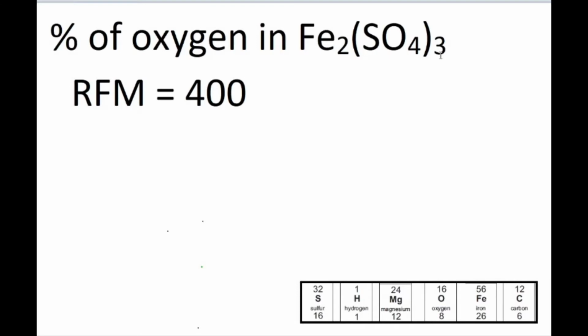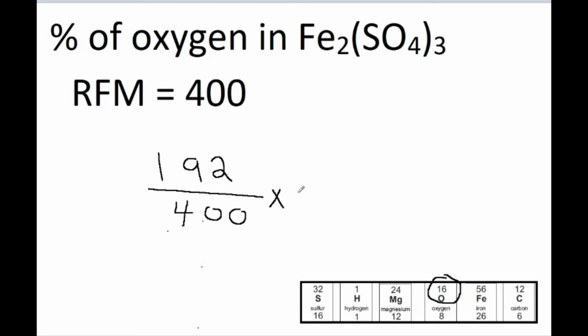Now, because we've got 12 oxygens, we've got 4 here inside the bracket, but outside the bracket there's a 3, which means it's 4 times 3, so that's 12 oxygens. If you do on a calculator 12 times 16, which is the mass of 1 oxygen, you get an answer of 192. And we've got to divide that by the RFM of this compound, which is 400, and then multiply it by 100 to get our percentage, and we should get an answer of 48%. So 48% of this compound is oxygen.